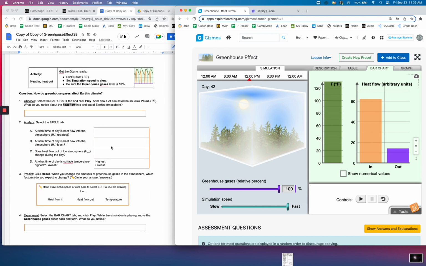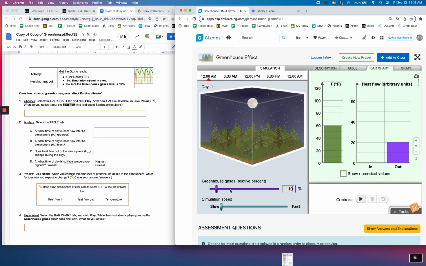For the activity, you're going to reset this. We're going to set the simulation back to slow, and we are going to put the gases back at 10%. Then we are going to keep the bar chart open and click play, and after 24 hours, we're going to pause it. So from 12 a.m., or 12 midnight, to 12 midnight, that's going to be a 24-hour period. We're going to see what we notice about the heat flow in and out of the Earth's atmosphere. So let's push play.